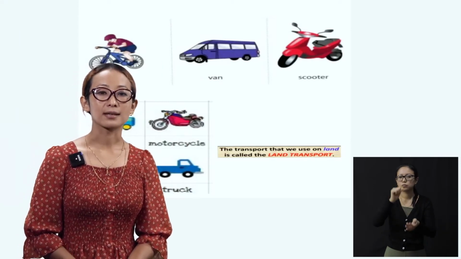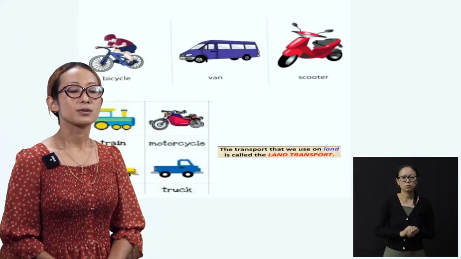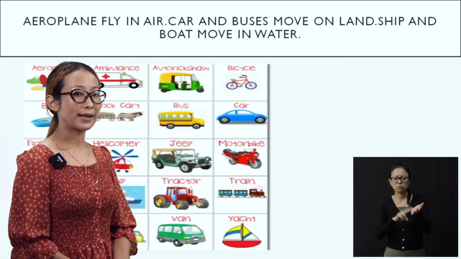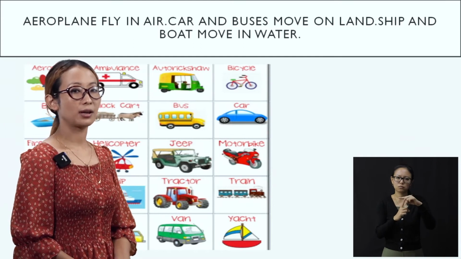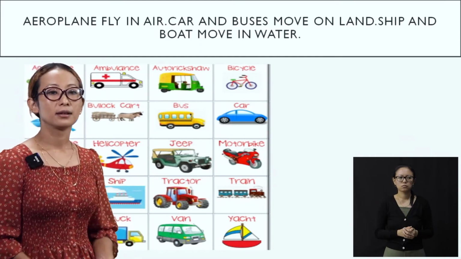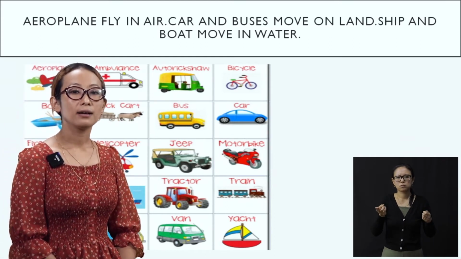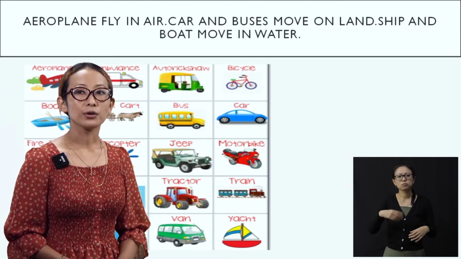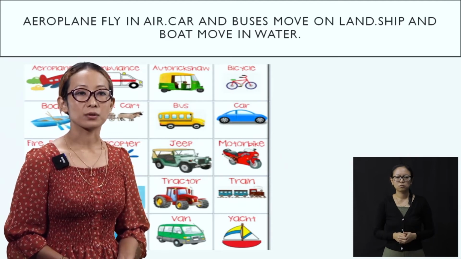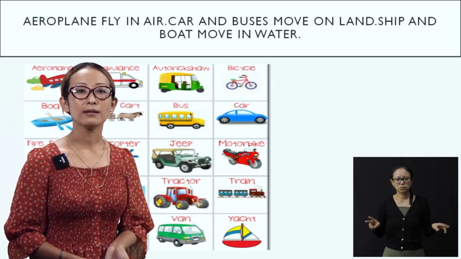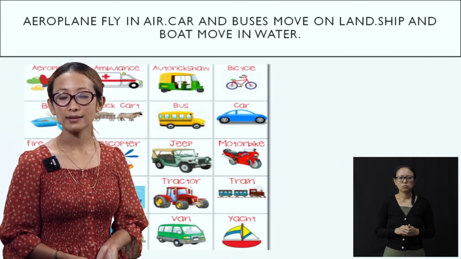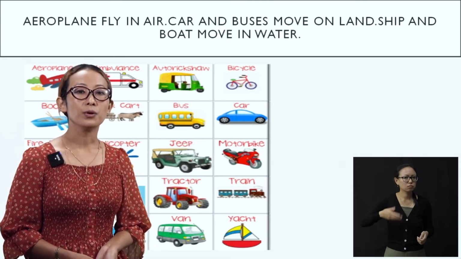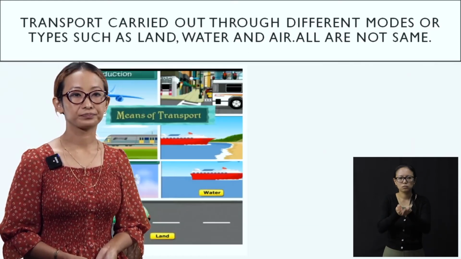Let us also discuss what a land transport is. The different transports, as I have told you, such as an aeroplane, an auto rickshaw, a bicycle, a bus or a car, or even a motorcycle or a train, use different modes. As I have told you, aeroplanes fly in the air, cars and buses move on the land, on the roadways, and a ship and a boat move or sail in the water.